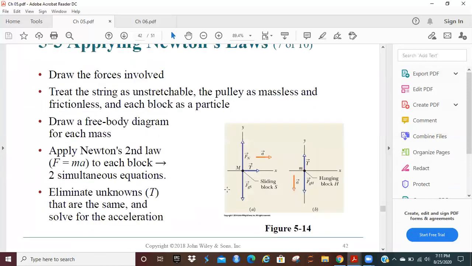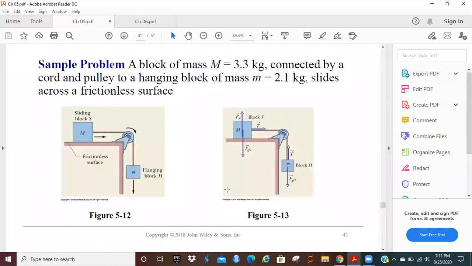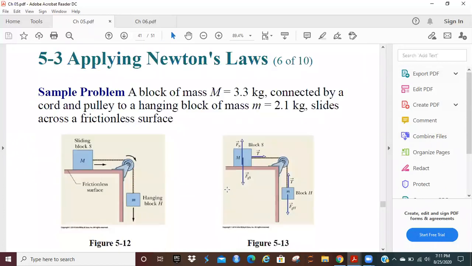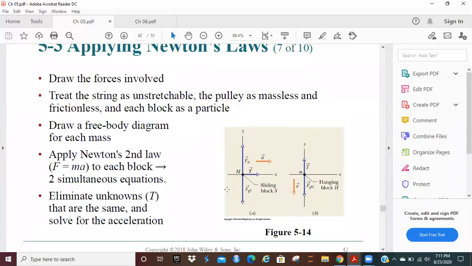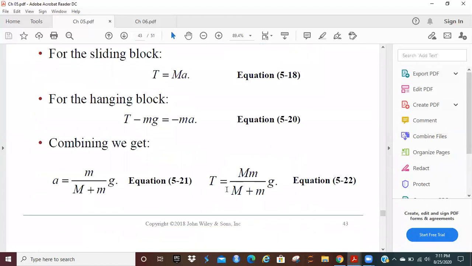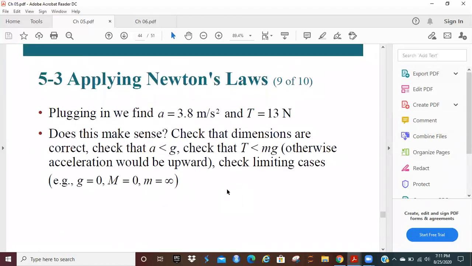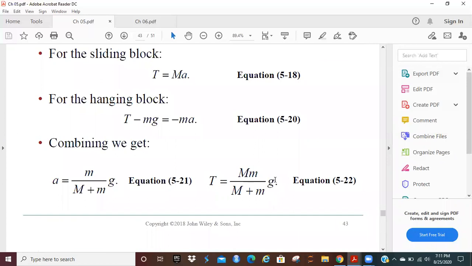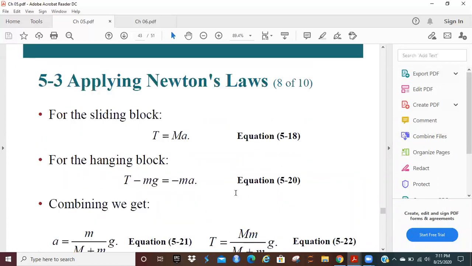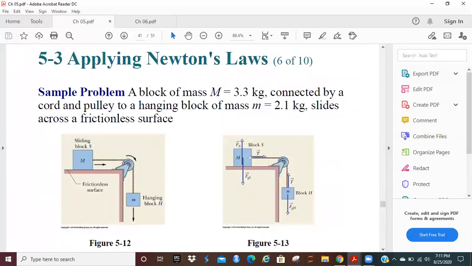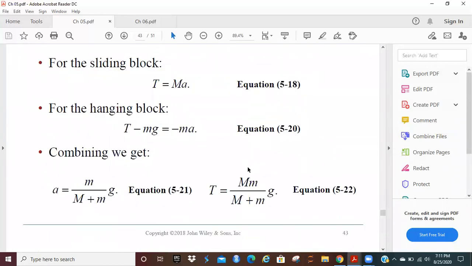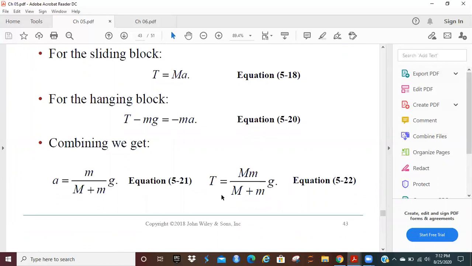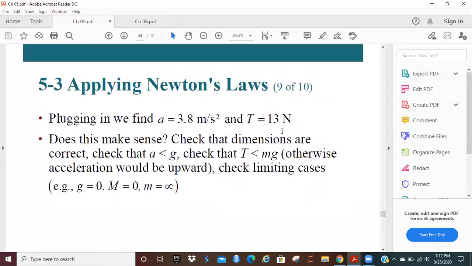So let's see, what else was it asking here? If you plug in values here for big M and little m, and g, which we know to be 9.81 meters per second squared, we'll know what the tension is equal to, 13 newtons, and then we can determine what the acceleration is here.